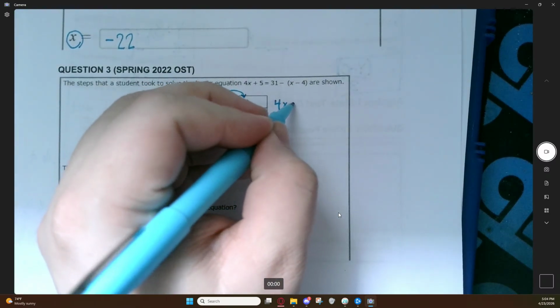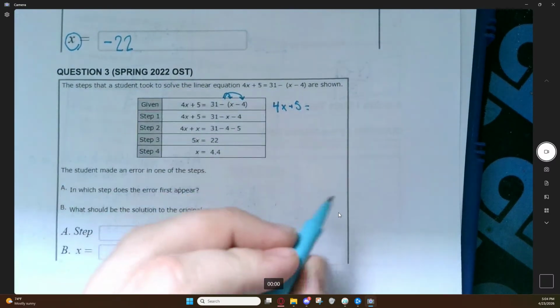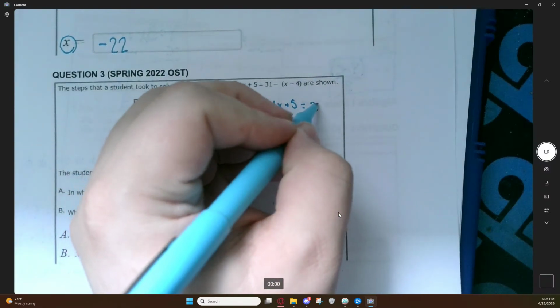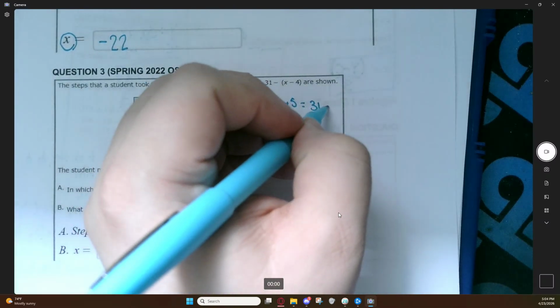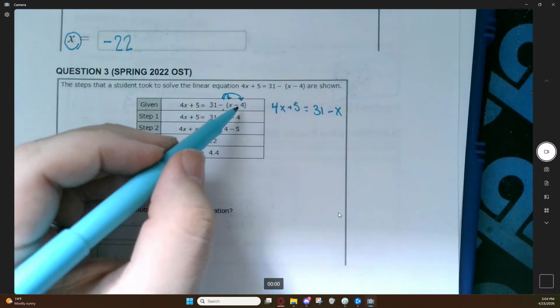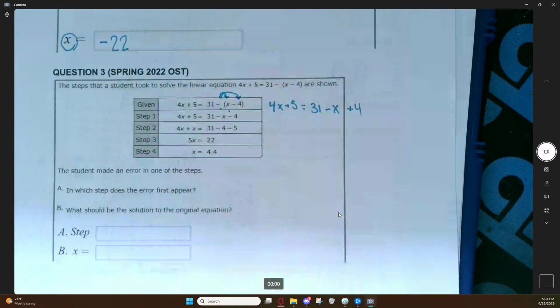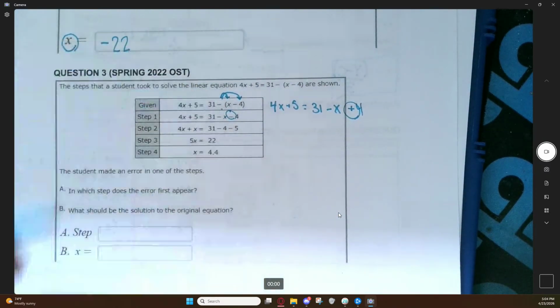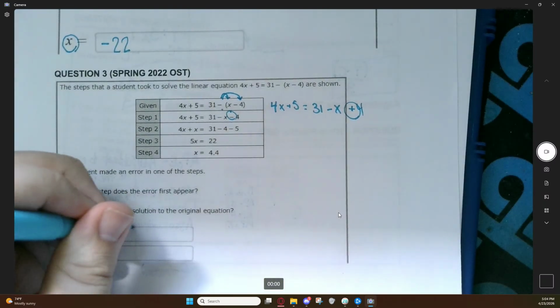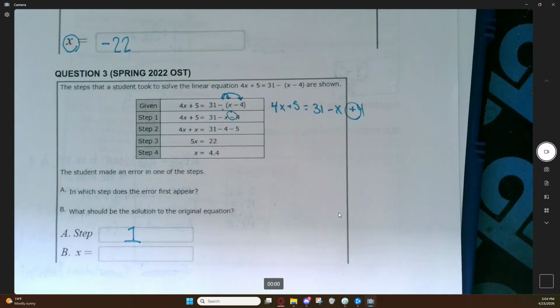4x plus 5 equals 31, changing the sign of x, changing it from positive x to minus x, and changing the sign of negative 4 takes it from negative 4 to positive 4. Does that match our step 1? No, it doesn't. This is positive 4. This is negative 4. Step 1 is where they made the error.